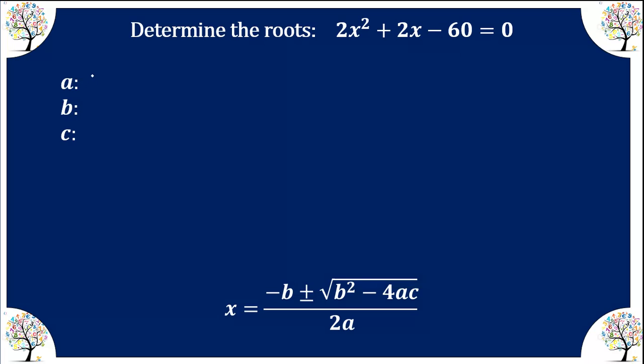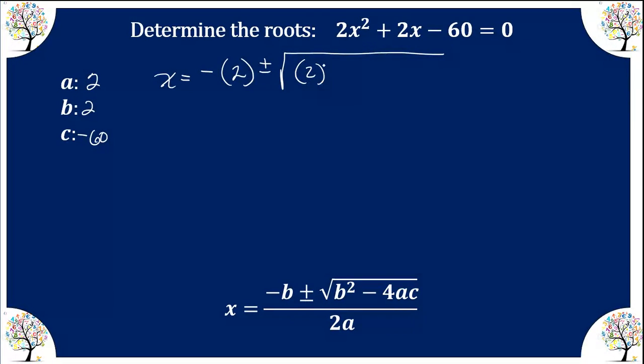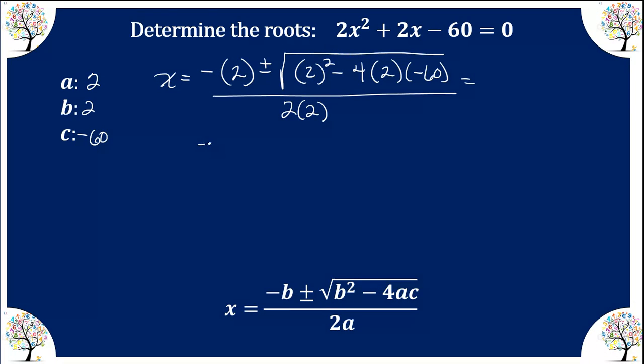Our equation is set equal to 0. Our A is 2, our B is 2, and our C is negative 60. We have negative B from the formula, B is 2, plus or minus the square root of B squared minus 4 times A times C all over 2 times A. Let's simplify this. We have negative 2 plus or minus, square your B, identify your operator, negative times negative, so that's going to be plus, so that's going to be 4 times 2 is 8, 8 times 60, so 8 times 6 is 48, plus your 0, all over 4.